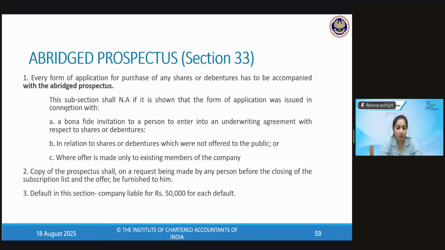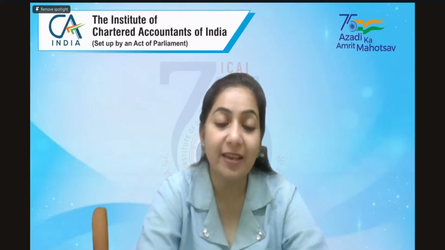I have read all your answers also. Absolutely correct. And if any default is made, a 50,000 rupees fine will be charged for every default that you have made. So that means, I have sent 10 share applications and abridged prospectus was not accompanied with 7 share application forms. Then what will be the amount of penalty which will be charged against the company? There were 10 share application forms, of which 7 applications.